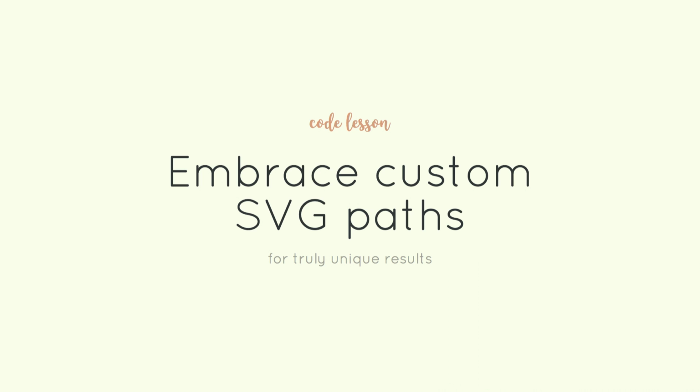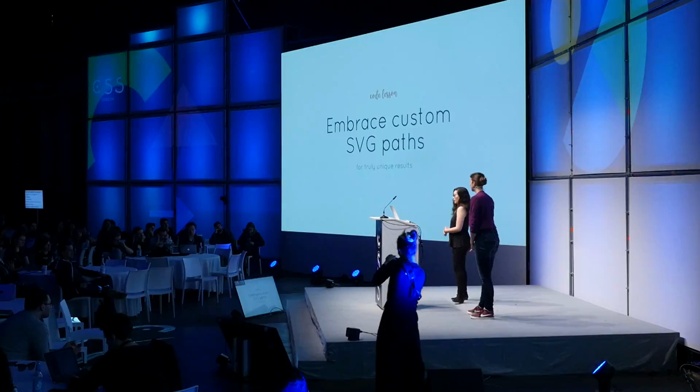So really understand the tools that you're using, because with that understanding, we can really go beyond the prescribed examples, the pre-existing examples that are out there already. And in particular, out of all of the tools that we use, SVG paths is probably our favorite, because with a good grasp of SVG paths, we can make any shape that we dream up for truly unique results.